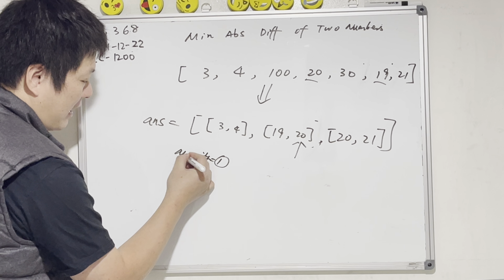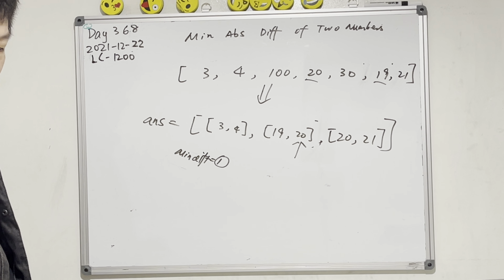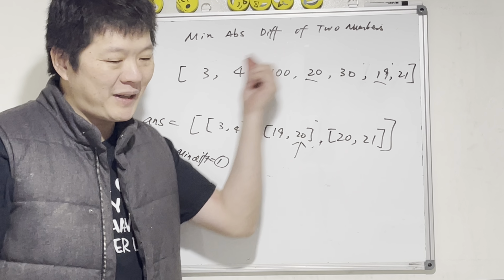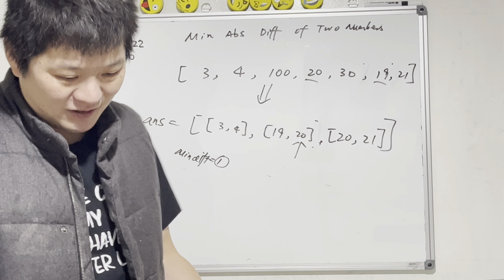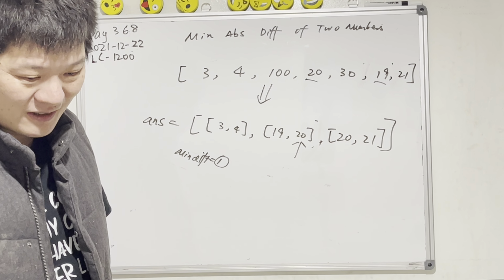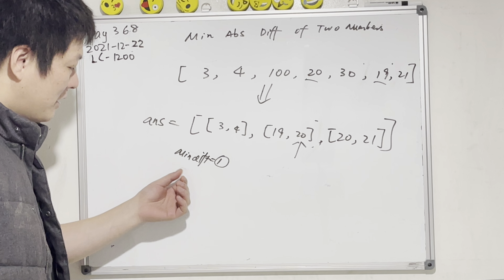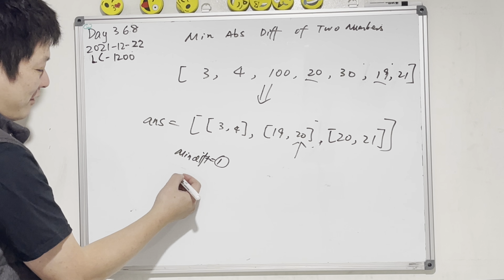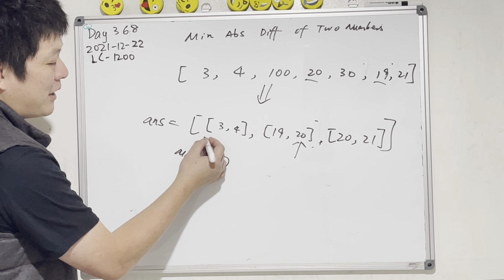What if there are two numbers the same, and the minimum difference is 0? That's a good question. Yes, obviously, if you find a duplicate number, the difference is 0. So first we find the minimum difference, and then we go through the array again and output the pairs.